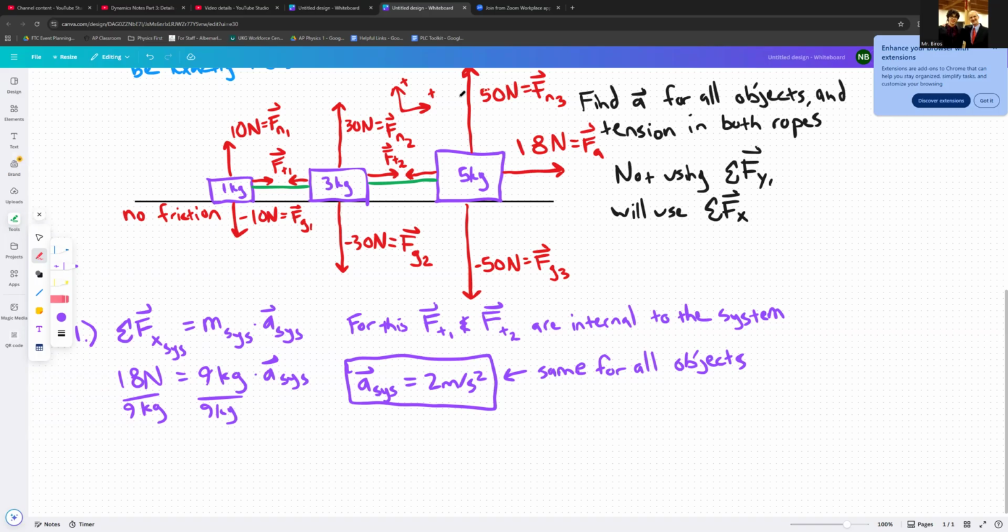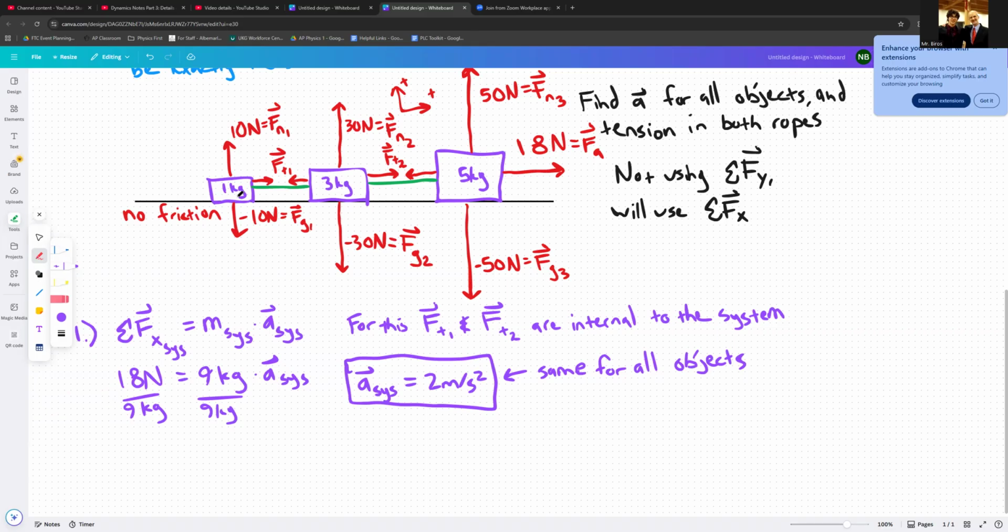Because imagine if the back one, let's say the 1 kilogram, was accelerating less than 2 meters per second squared, in order for that to happen, the string would have to break or something, and then the 3 and the 5 would keep accelerating at that same rate, but the 1 would fall behind or have less acceleration. If the 1 was accelerating faster than the 3 and the 5, it would start catching up, and then you would lose the tension in the rope, because if it's accelerating faster than them, it's going to eventually run into the 3 kilogram.